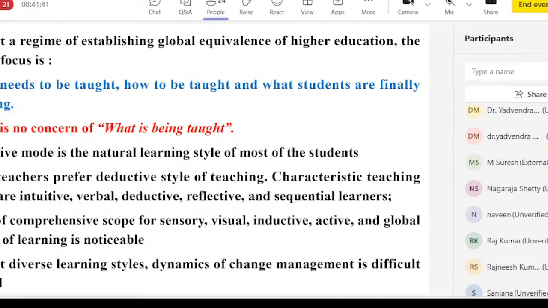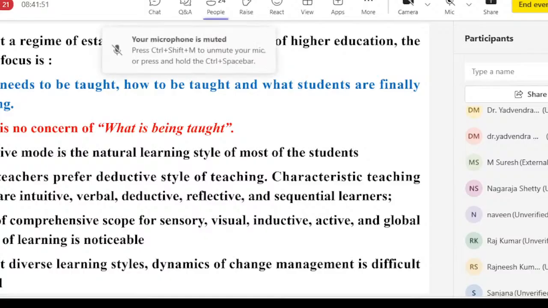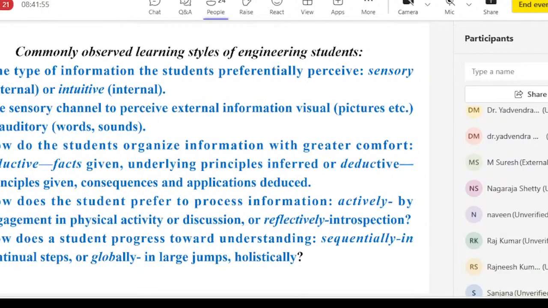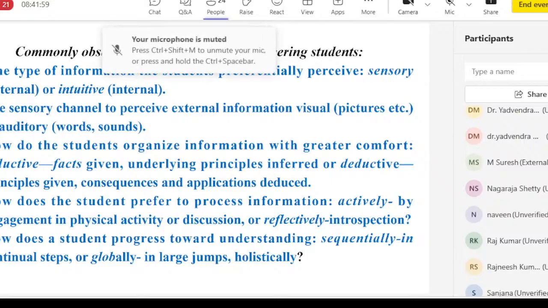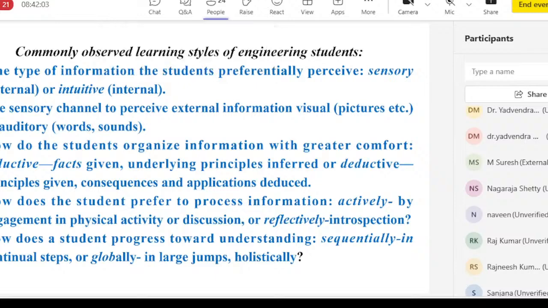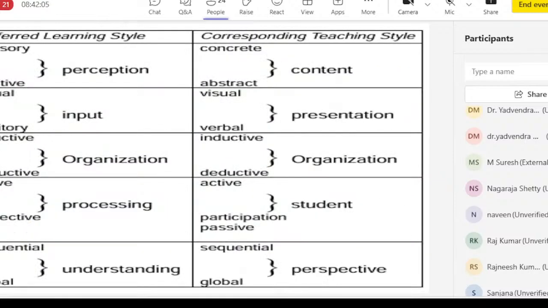The characteristic teaching styles are intuitive, verbal, deductive, reflective, and sequential for the learners. So many things are there, and therefore that match has to be there. I'll show you. These are the commonly observed learning styles. Again, these are not to be repeated; I have already told you. Now, here is the teaching style. Now, this will say everything.